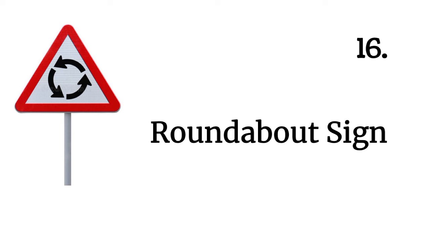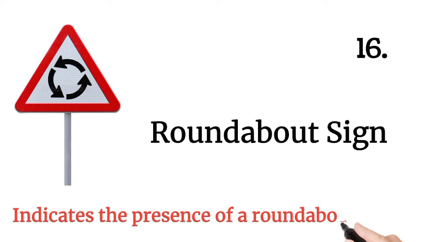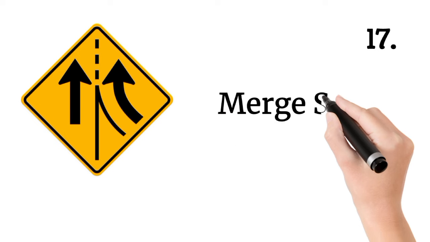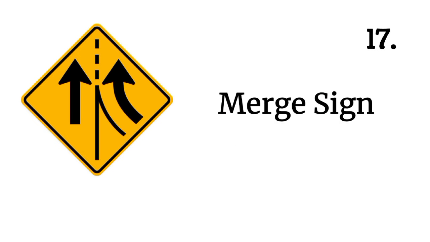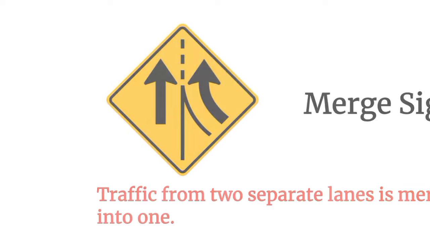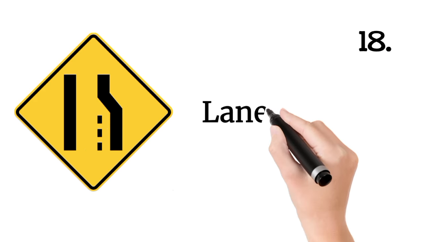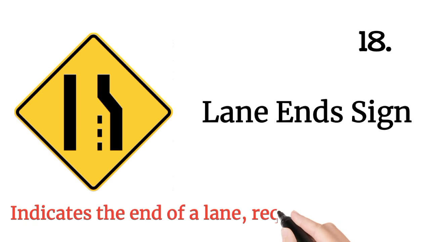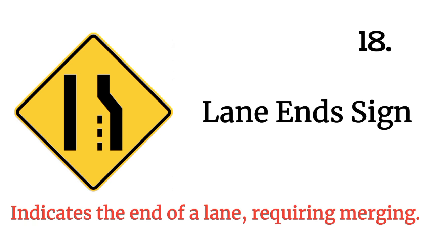Roundabout sign. Indicates the presence of a roundabout ahead. Merge sign. Traffic from two separate lanes is merging into one. Lane end sign. Indicates the end of a lane requiring merging.